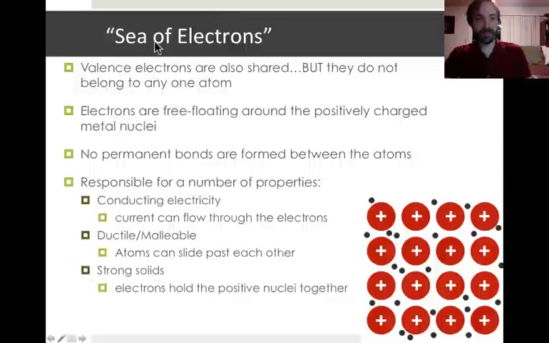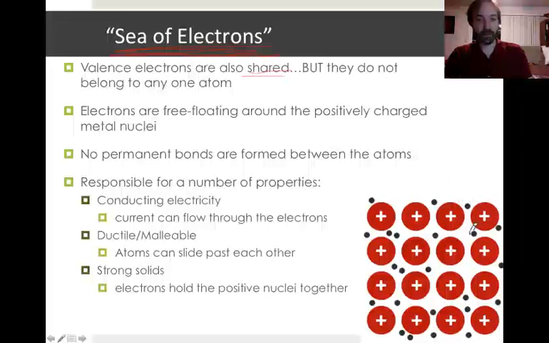So what does the sea of electrons mean? As I said, this is the key phrase when you're dealing with metallic bonds. If you ever see sea of electrons, the first thing that should come into your mind is that these are metallic bonds that we're talking about. The sea of electrons means that your valence electrons are shared, but they're shared so much that they do not belong to any one atom.